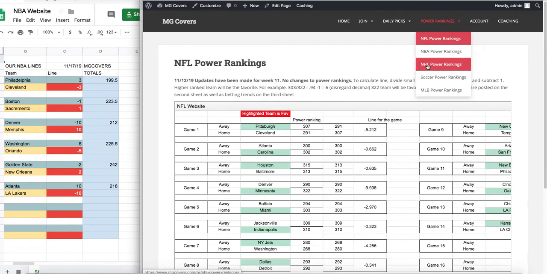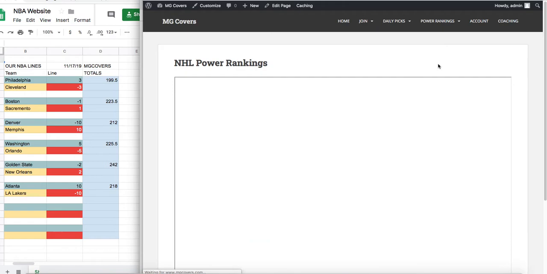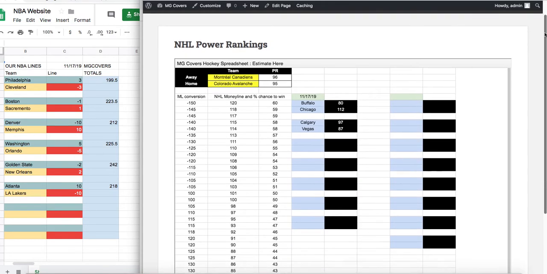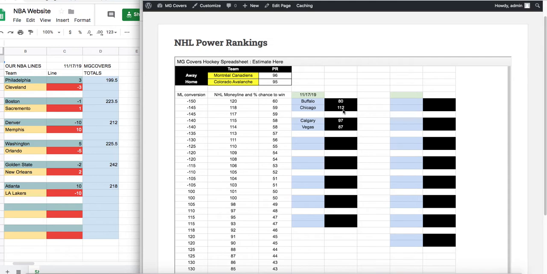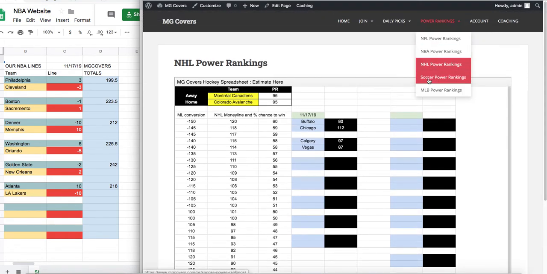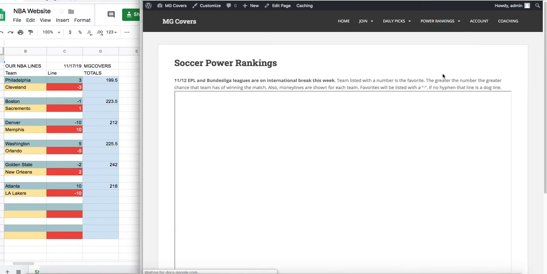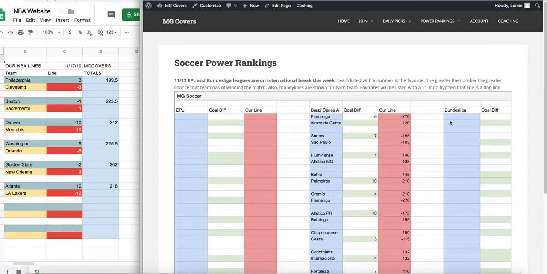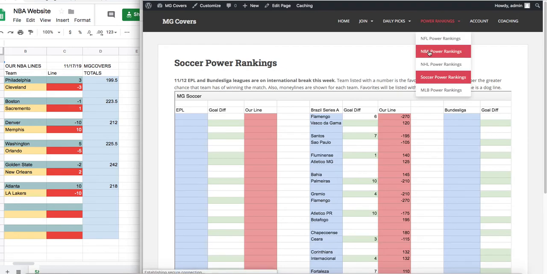And then, of course, our NHL power rankings. The game we played today, we had Chicago as a huge favorite. They won convincingly, and you'll have access to all of the NHL power rankings. And then finally, our soccer power rankings. The EPL League and Bundesliga League was off this week, but the Brazil League was playing, so you get what we call our goal differential, and you actually see the line, so you get access to all 3 of these leagues in addition to the NBA power rankings.